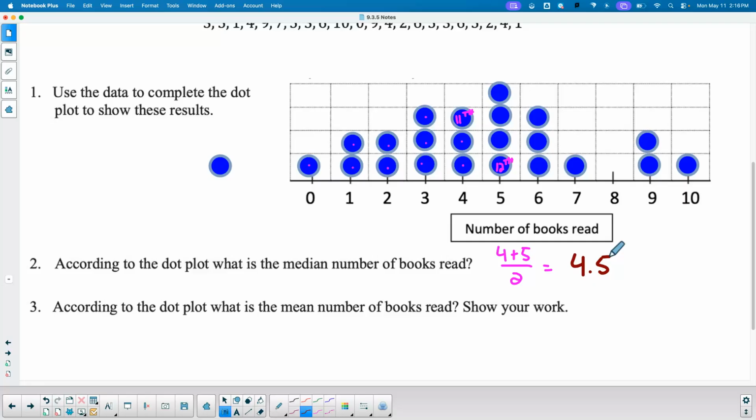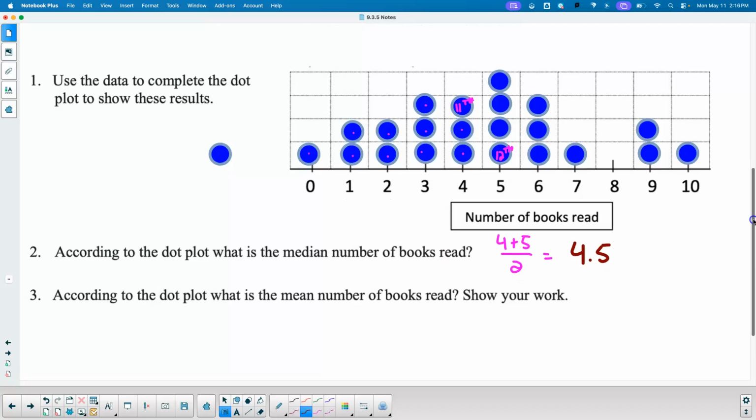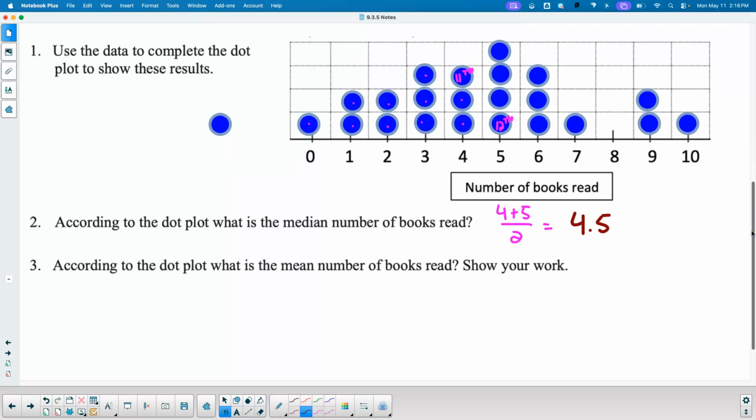Next question says, what is the mean? Okay, well, what is the mean? Refresh my memory. What does mean mean? Average of all of the data, right? Okay, so I've got to average up my data. So I can make this go a little easier.